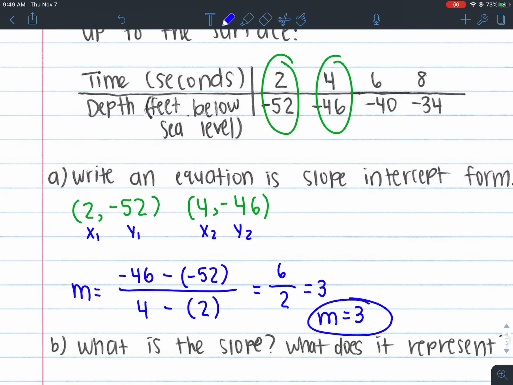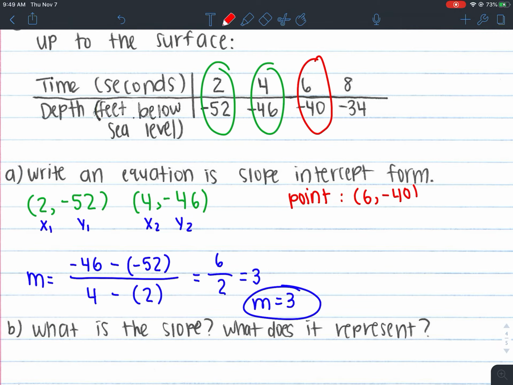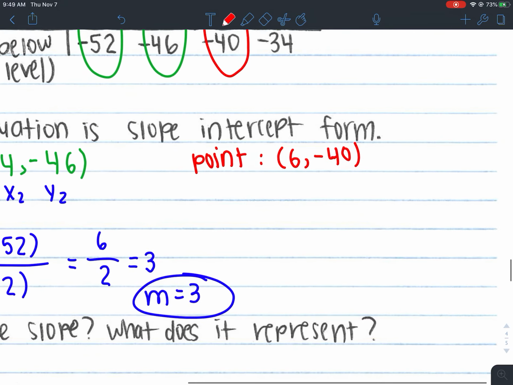But did they just ask to find the slope? No, we need to find the intercept also. They didn't give it to us, so we're going to have to start in point-slope form. It doesn't matter what point I choose. Let's pick the third one. You could also pick one of the first 2, but I just didn't want all of my circles being together. I think the bell's about to ring, just a warning again.